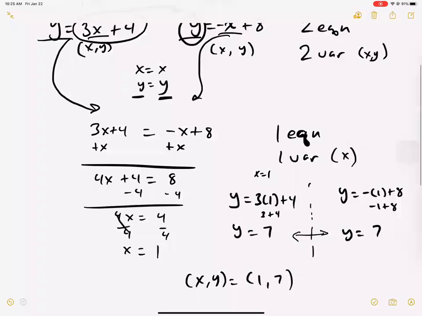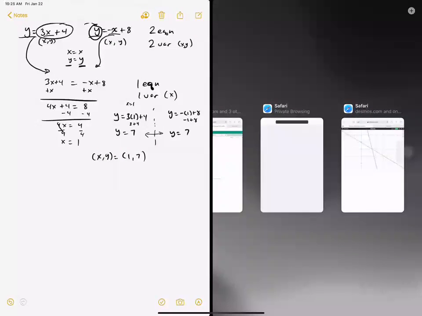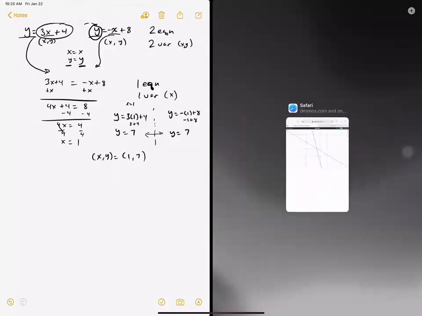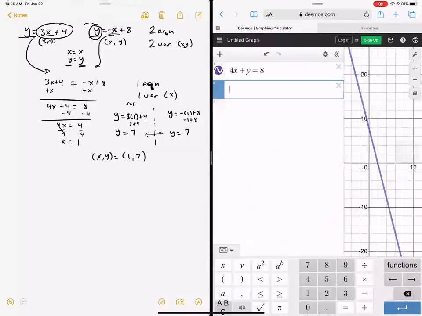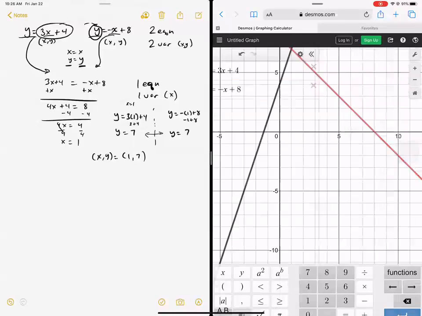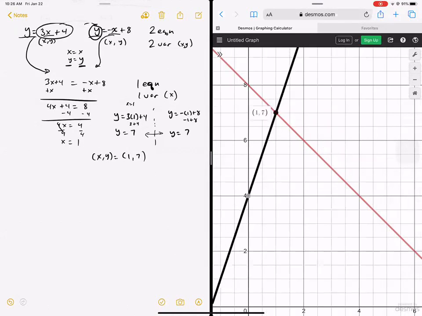Now I'm going to graph these lines here, just to prove this to you. Let me show you guys this. Here we go. I'm going to graph this. Oops, wrong one. To prove that these lines do meet at the right place, y is equal to 3x plus 4. That's one equation. And then y is equal to negative x plus 8. Now we drew those two lines. Let's take a look. Where do they meet? They meet at the nice 1, 7, which is what we came up with.